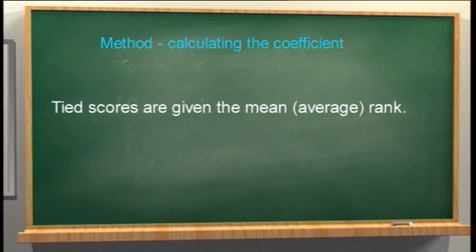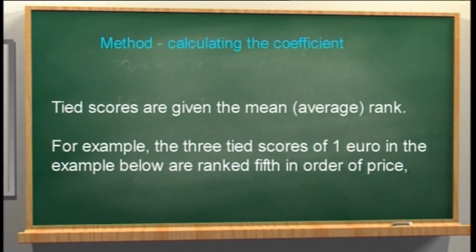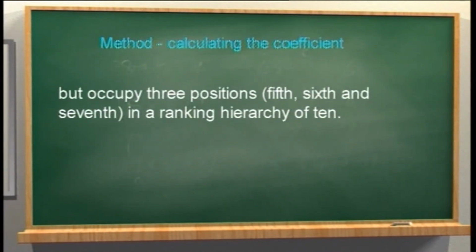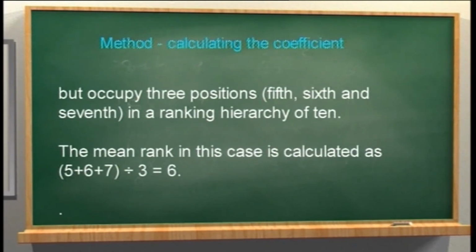Tied scores are given the mean rank. For example, the 3 tied scores of €1 in the example below are ranked 5th in order of price, but occupy 3 positions, that is 5th, 6th and 7th in a ranking hierarchy of 10. The mean rank in this case is calculated as 5 plus 6 plus 7 divided by 3, that is 6.